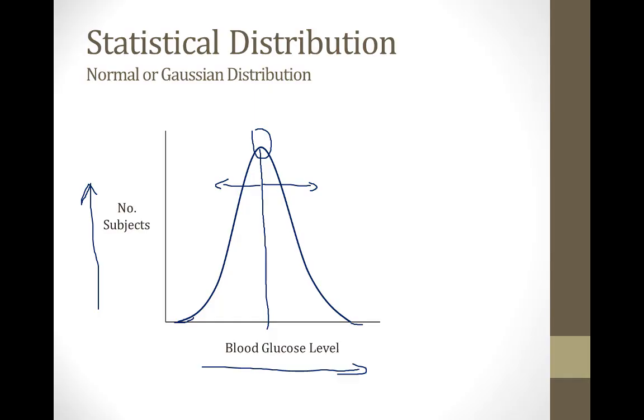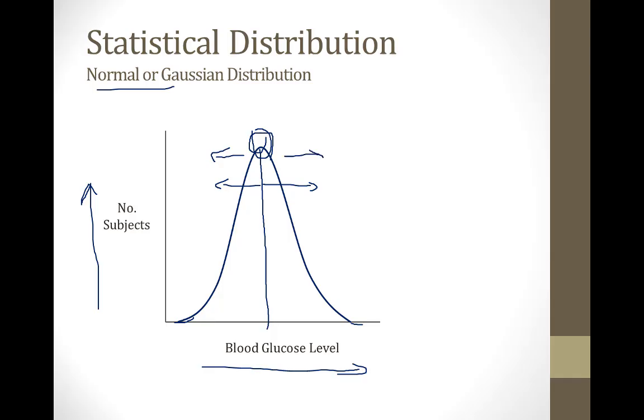And it turns out a lot of things in nature have a distribution like this. We call this a normal or a Gaussian distribution. It's clustered around some central number, and then it tapers out evenly as you go away from that central number, either higher or lower. And many things are like this.